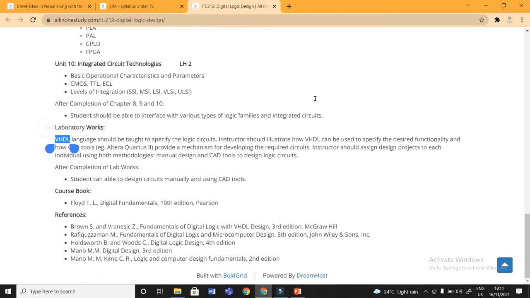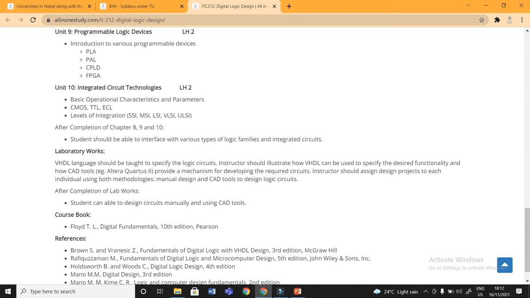And the textbook for this course is a book by Thomas L. Floyd, which is Digital Fundamentals. This is its course book. And here are also reference books. You can go through any of them. During my course or lecture time, I will be using the content from this book, Thomas L. Floyd, and Morris Mano, Digital Logic Design.